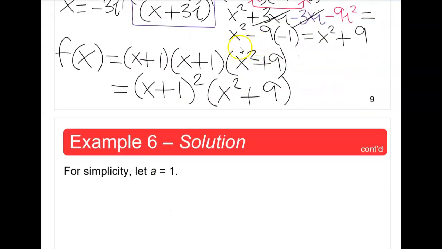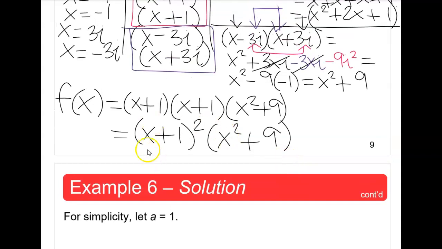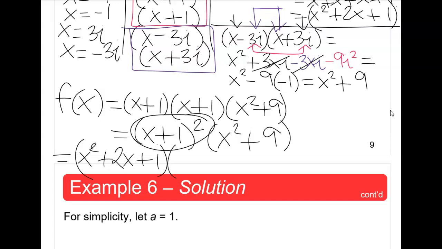That will be perfectly fine. But they might want you to actually carry out the multiplication. So we already know what the product of this one is. So it will be x squared plus 2x plus 1, and that is times x squared plus 9.